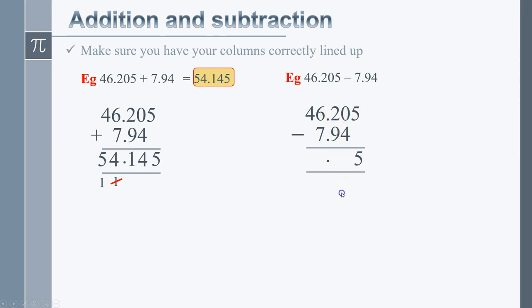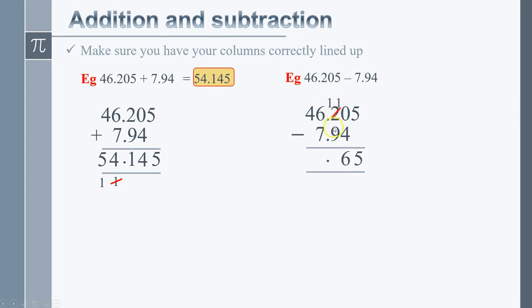So we're going to borrow from the 2. There we go. And put a 1 into that column now. So I've now got 10 in this column. And the 2 here, that's now become a 1. So hopefully you're familiar and comfortable with that idea. So I've now got 10 take away 4, which is 6.